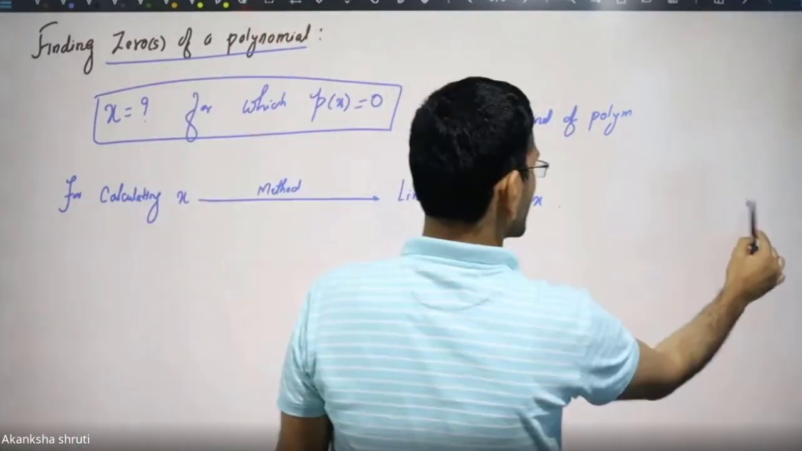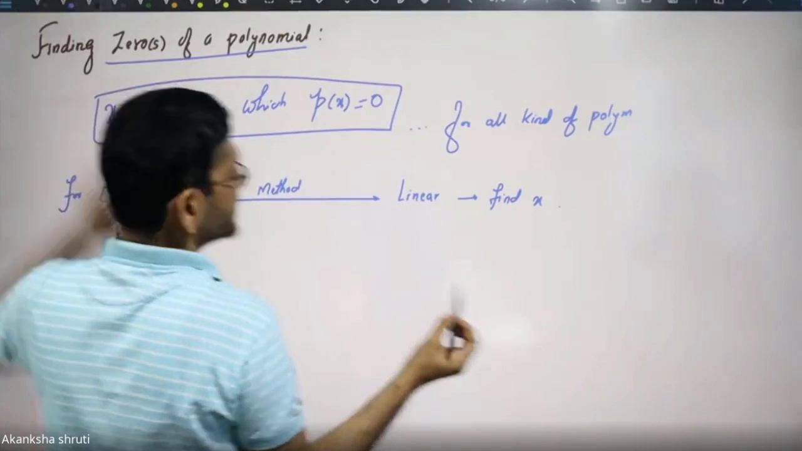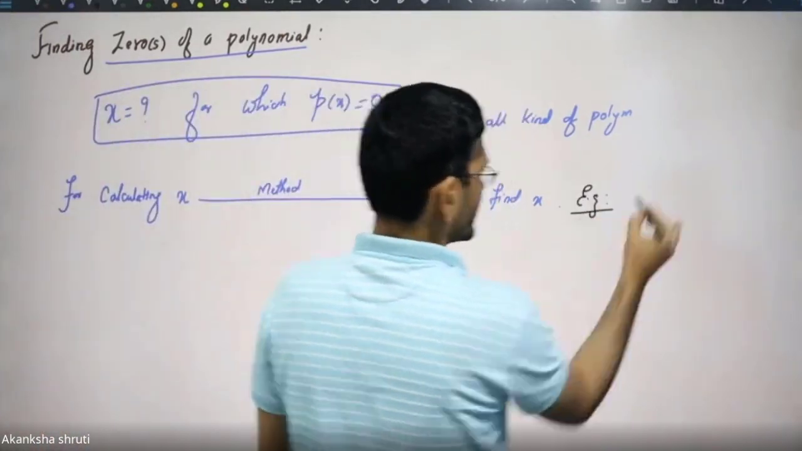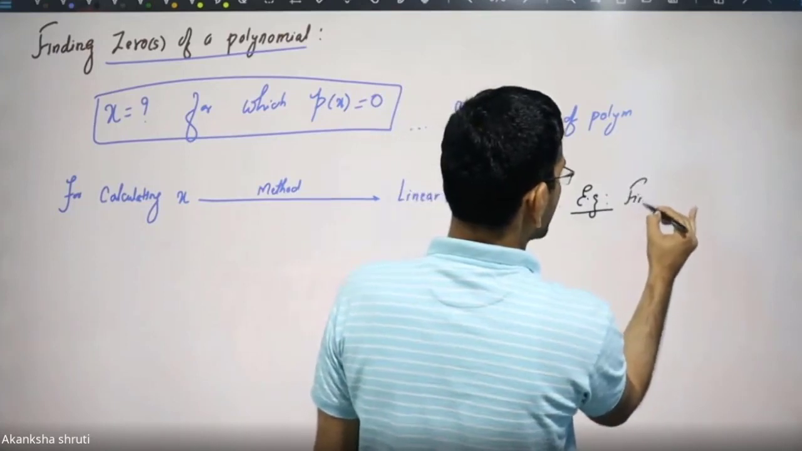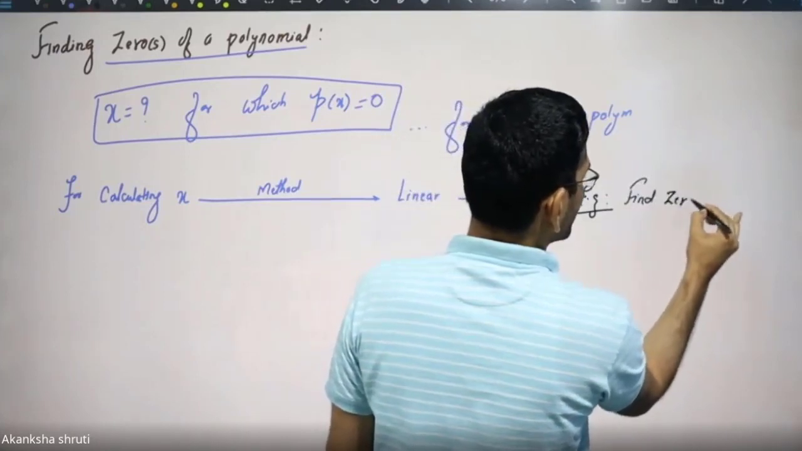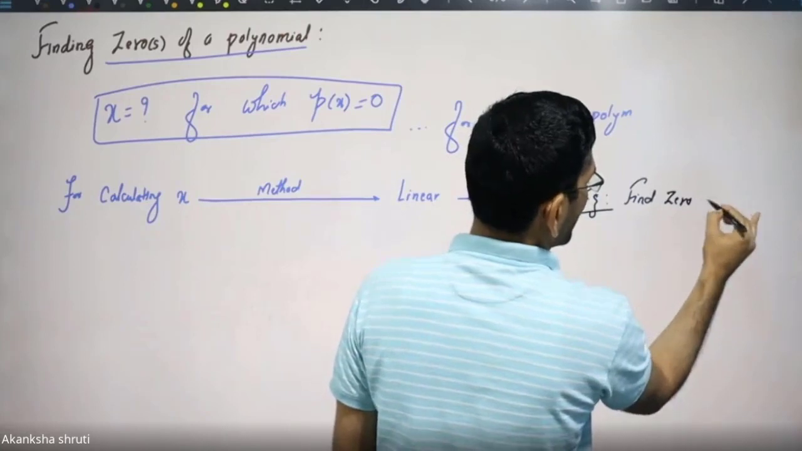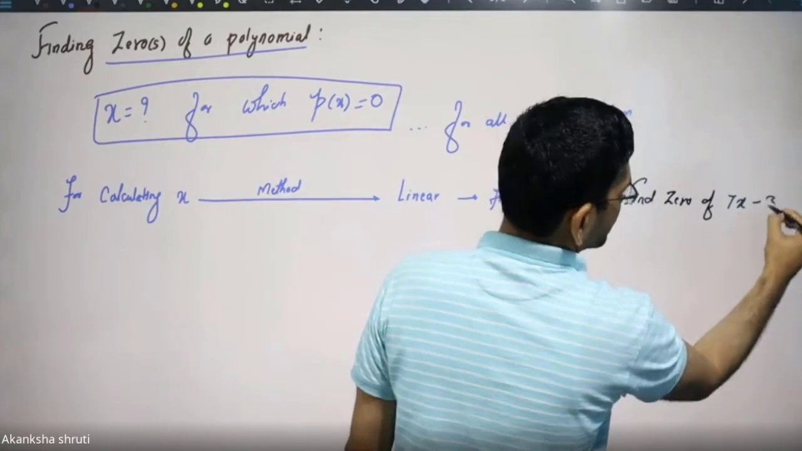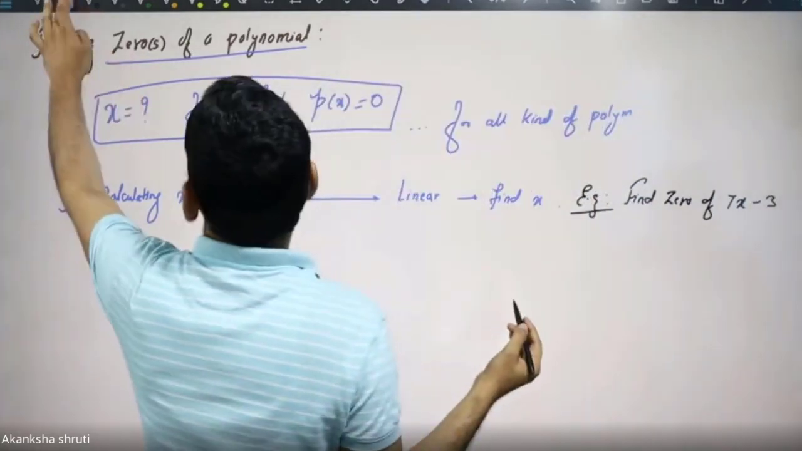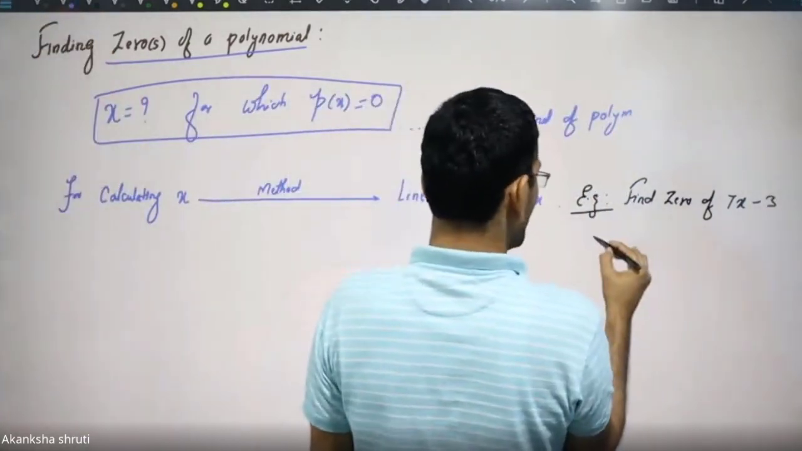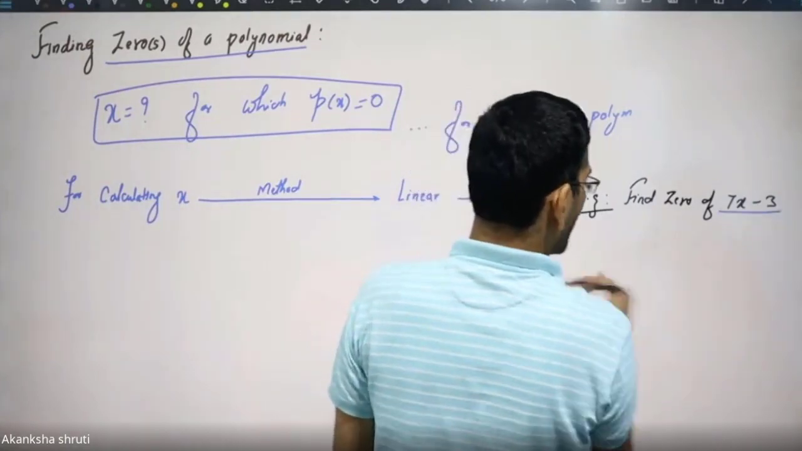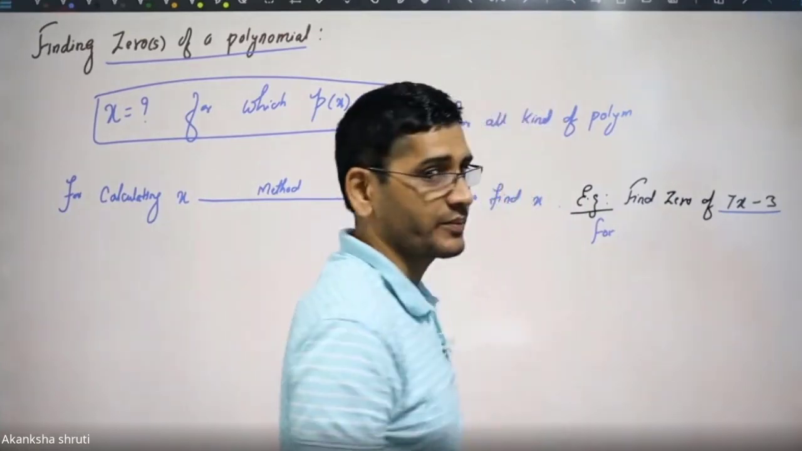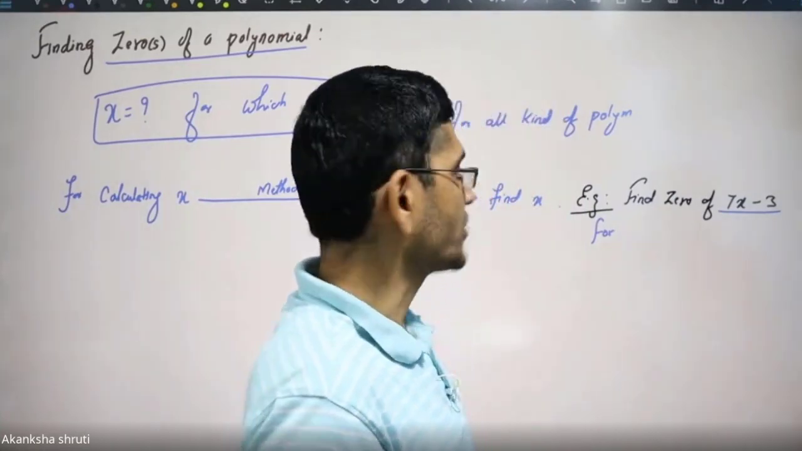The same thing. So for linear, you do not have to worry. Example: find the zero of 7x minus 3. If it is like this one, then what will you do for finding the zero of this polynomial? First, you write the rule or formula that we are going to apply. That is the best habit of solving mathematics.